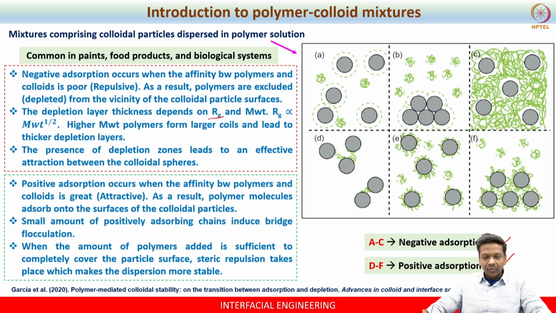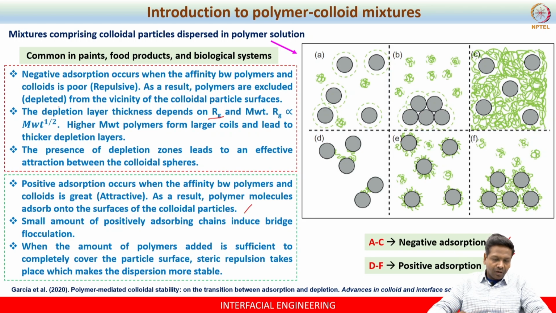This is clear now. There is something called positive adsorption, right? The other one is positive adsorption. In this, the affinity between the particle and polymer will be great. In such a scenario, they will get adsorbed onto the particle surface nicely, right? This happens when the affinity between the polymer molecule and particle surface is great.